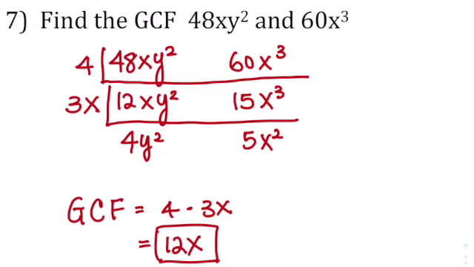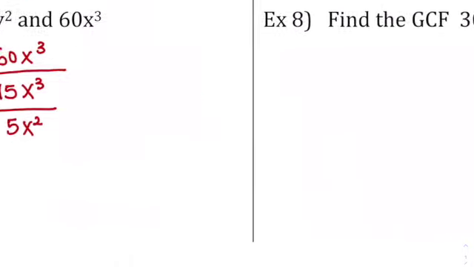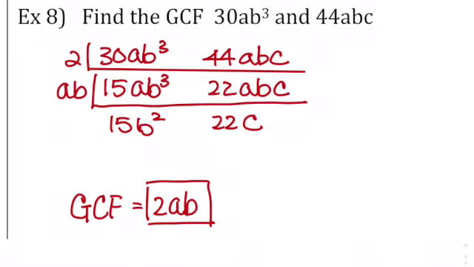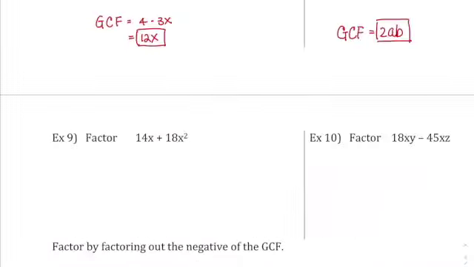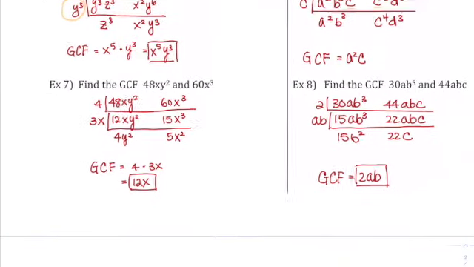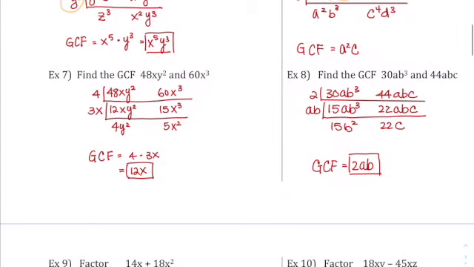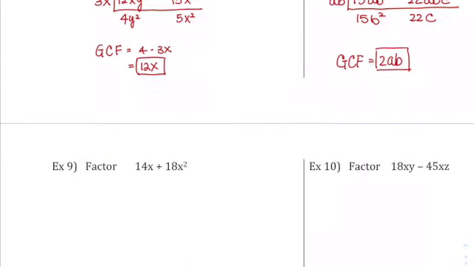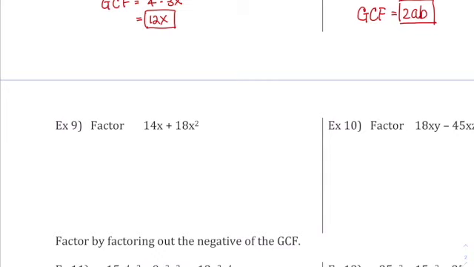And now I would like you to try number 8. For example number 8, the greatest common factor is 2ab. It's exactly the same as what we have done for 5 through 8. Now I want you to take a look at the wording. The wording here is find the greatest common factor. That's all. On number 9, they are asking you to factor.